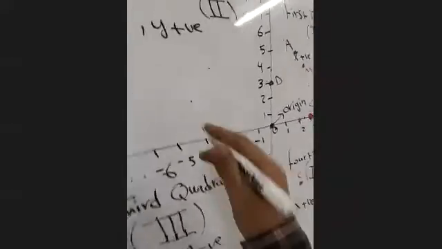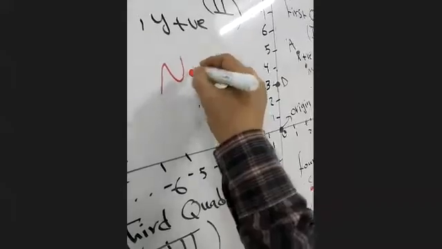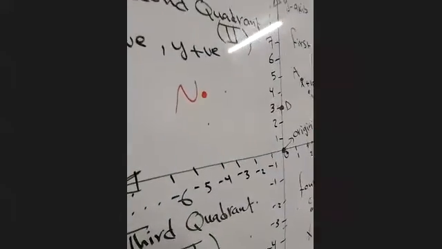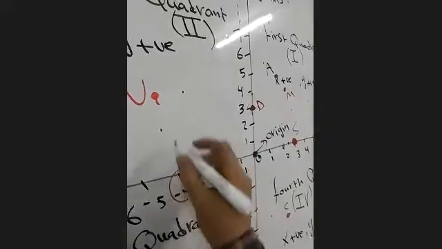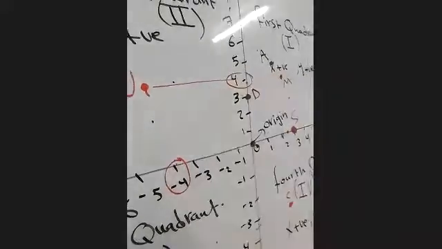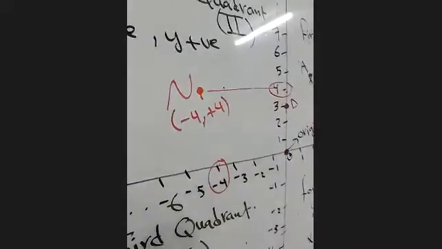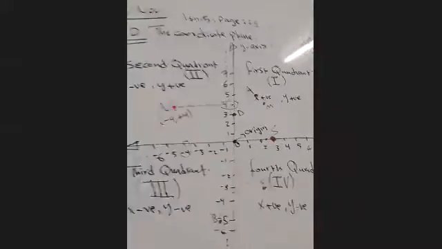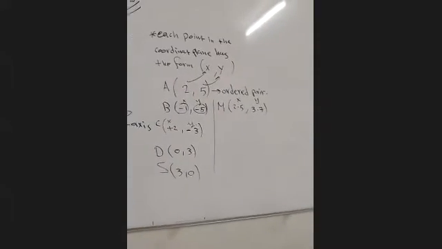If I have this point here, N, and I want the coordinates of the point, from N I will go here, it is -4, and I will go here, it is +4. So N is (-4, 4). This is the coordinate plane and how we plot the points in the coordinate plane.